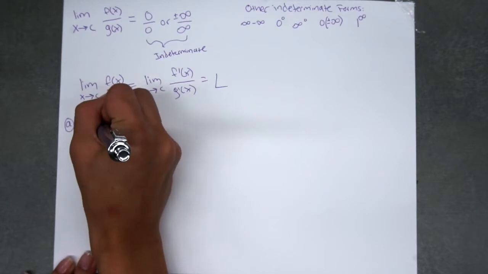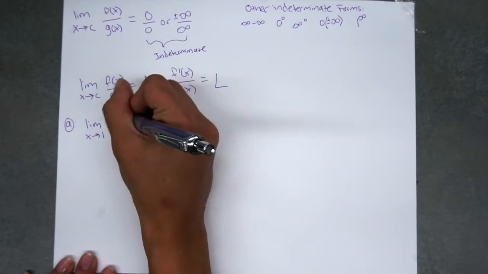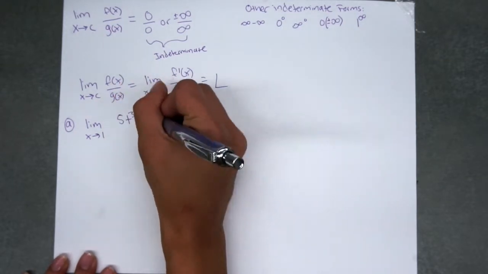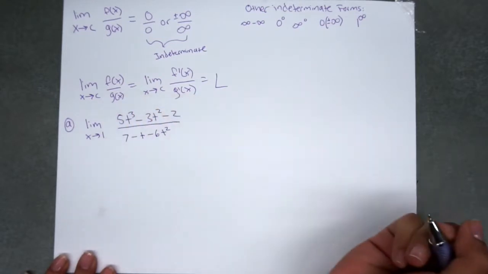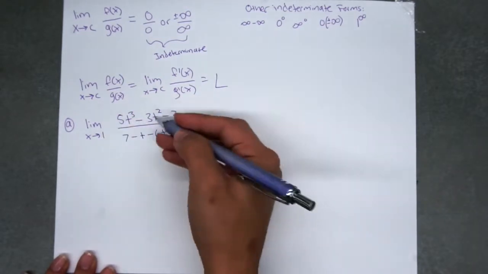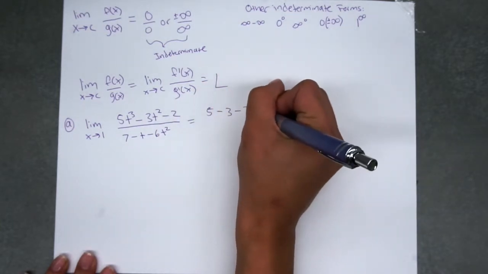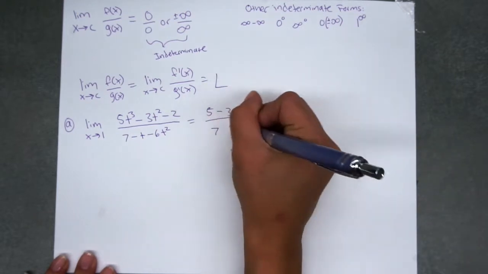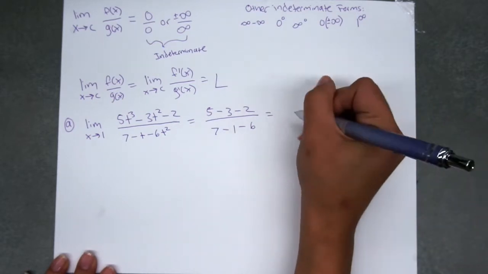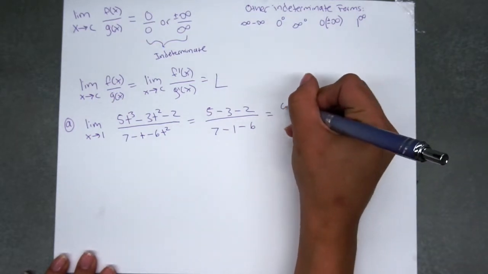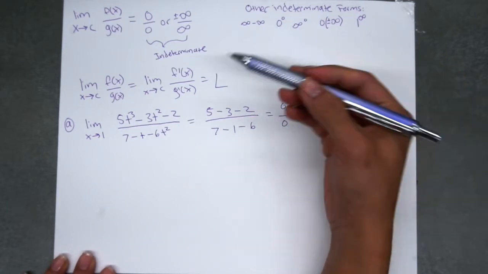So if we have this problem, the limit as x approaches 1 of this function, the first step is to plug in 1, and then we would get 5 minus 3 minus 2 divided by 7 minus 1 minus 6, and that is equal to 0 divided by 0. So this is an indeterminate form, therefore we can apply L'Hopital's rule.